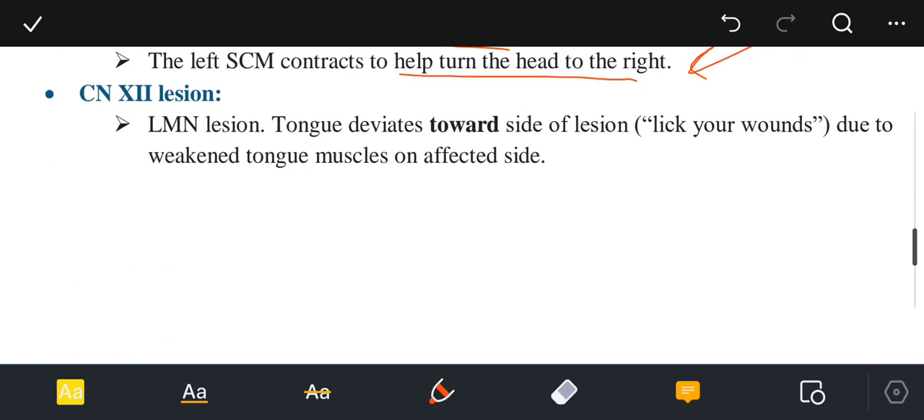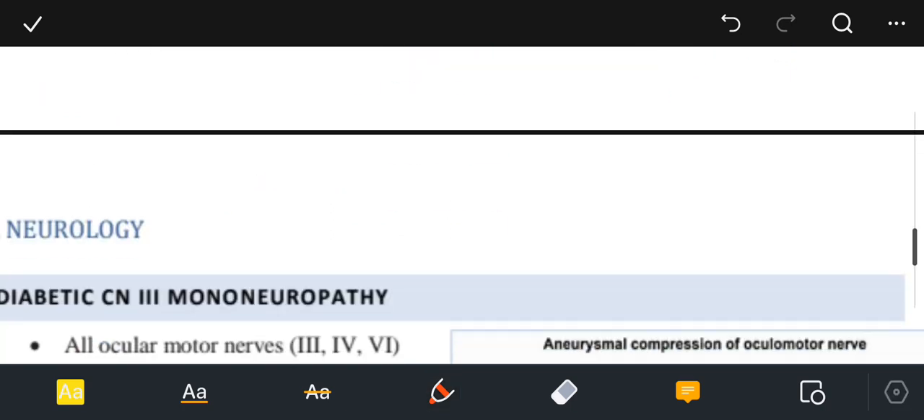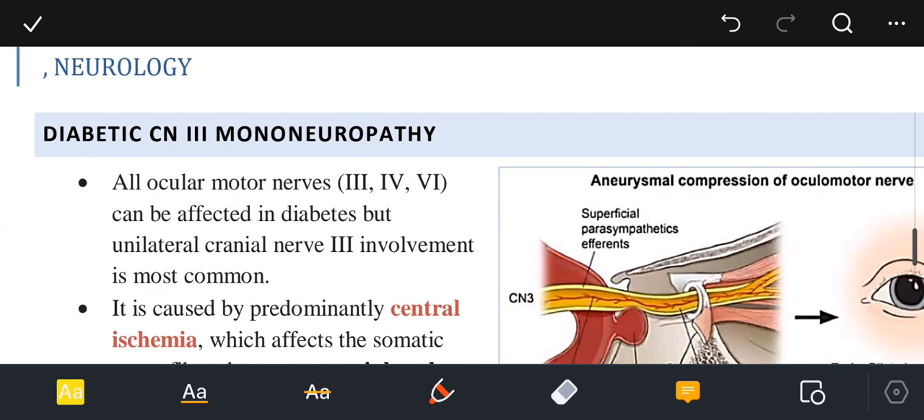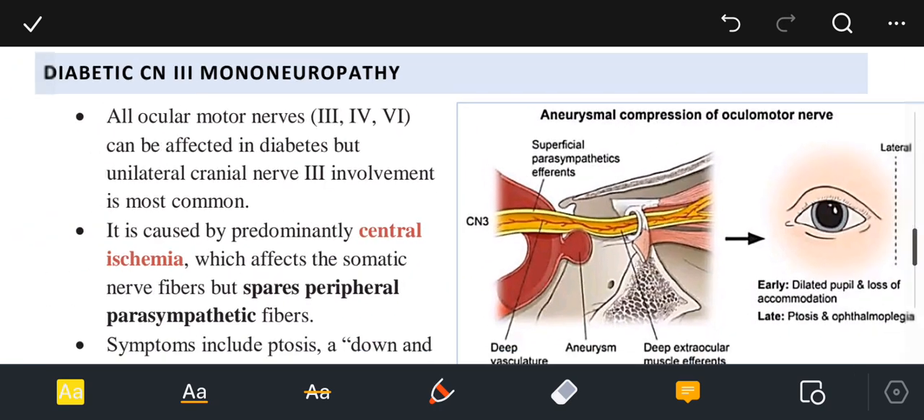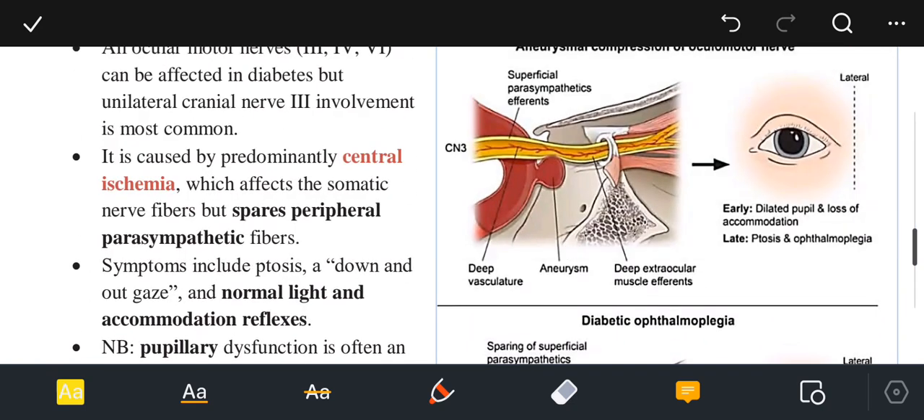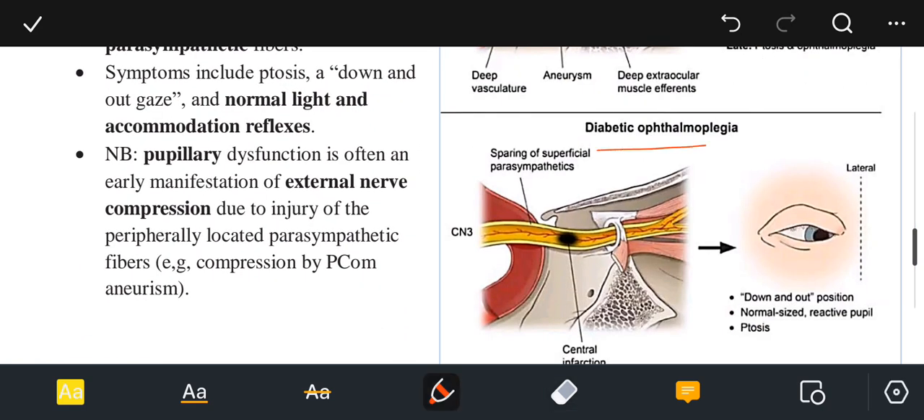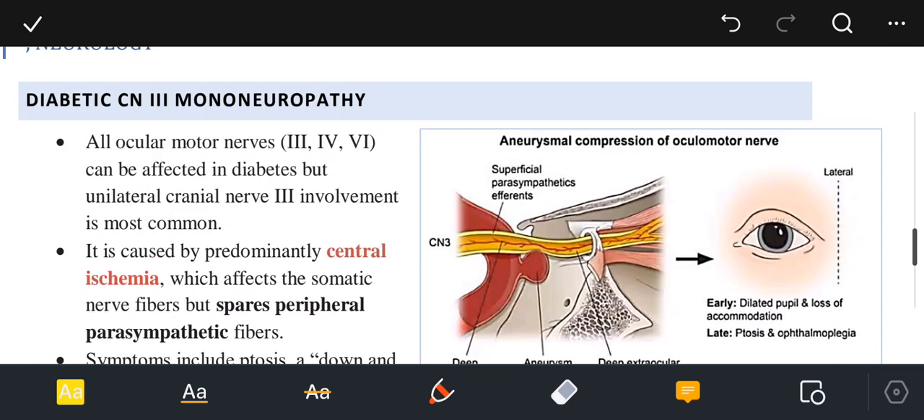Then the cranial nerve 12 lesion: it is a lower motor neuron lesion. The tongue deviates towards the side of the lesion, due to the weakened tongue muscles on the affected side. Then we have diabetic cranial nerve 3 mononeuropathy. It is a very important concept that there are two types of lesion to the oculomotor nerve. The first one is diabetic ophthalmoplegia, and the second is ophthalmoplegia caused by compression, by an aneurysm or something like that. We'll see that right now.